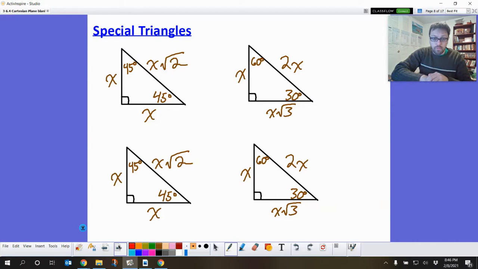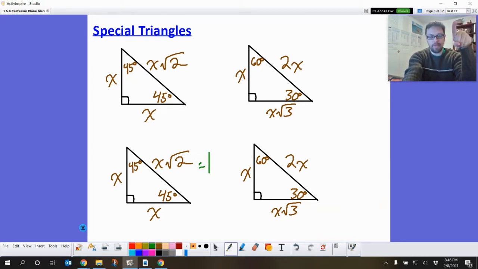What I would like to do is I want this side to be 1. I don't want it to be x square root of 2. I want it to be a 1. And why do I want it to be a 1? I just do, for reasons that are coming soon. So we're just going to say, I want this thing to be a 1.